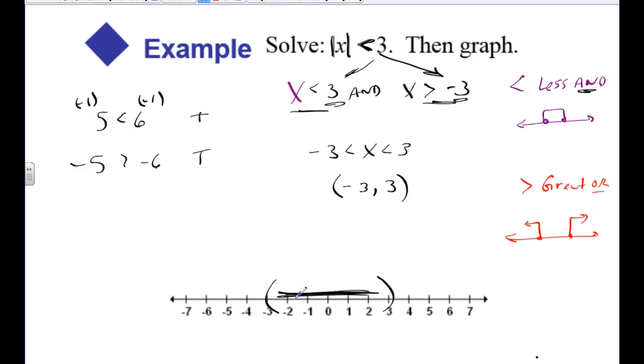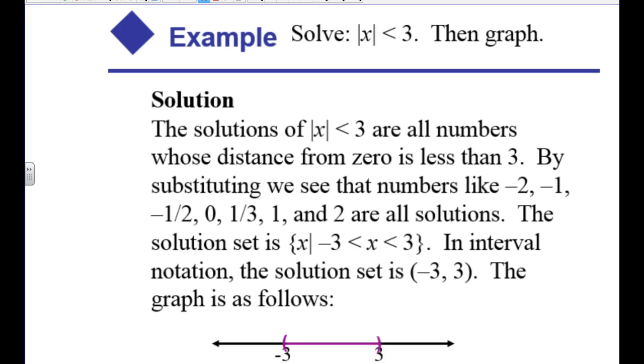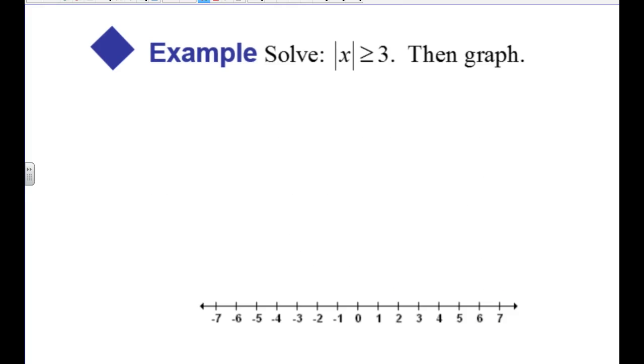I can accept all those values between 3 and -3. And this is what the solution would look like, and this is what the graph would look like.